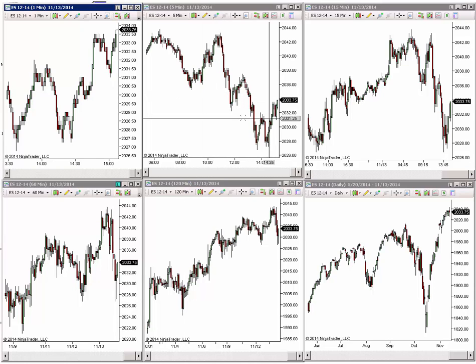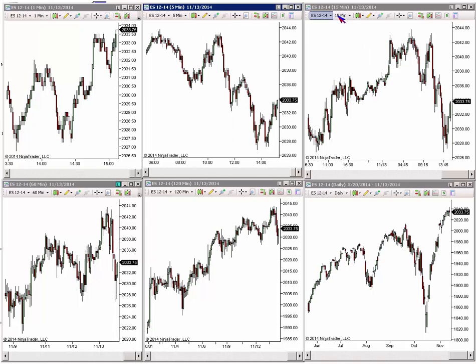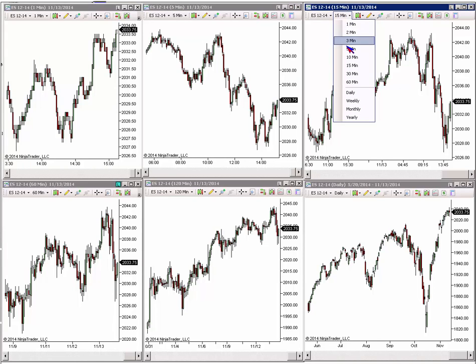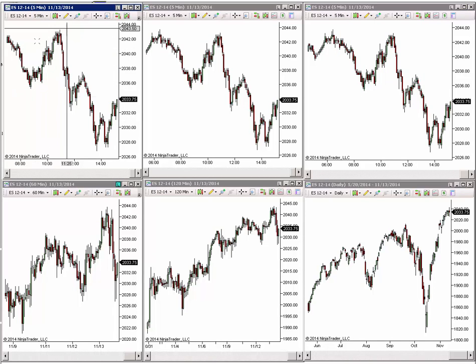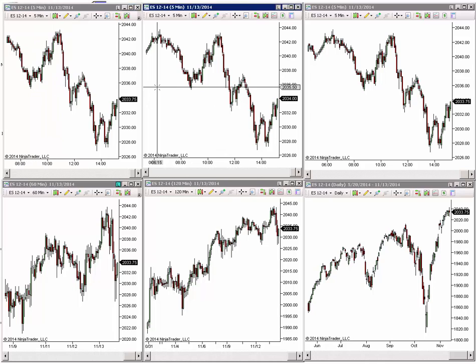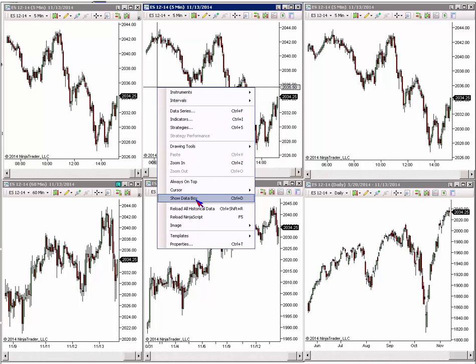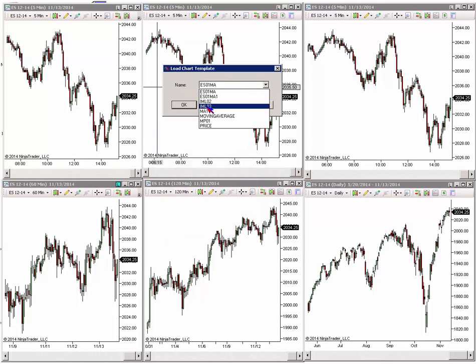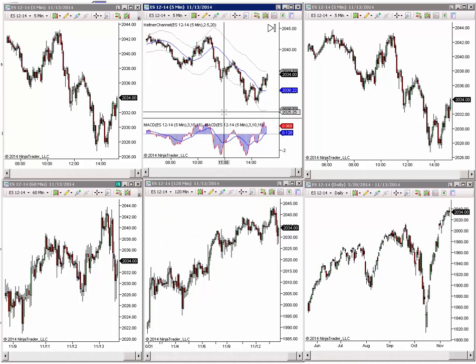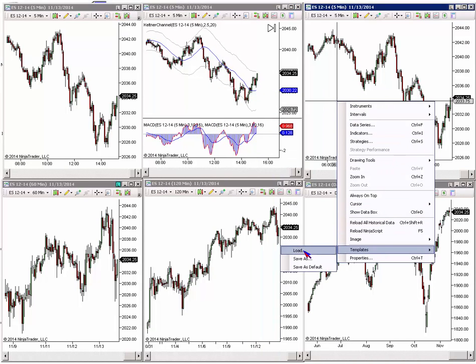So if we were just to take any one of these charts, and let's just take this one right here, and let's make this a 5 minute chart. They're all the same chart. So if we leave this one naked with nothing on it, and we were to add a template. So we're going to use the template of IML03, and that's giving you some indicators, and I'll get into that in a moment.